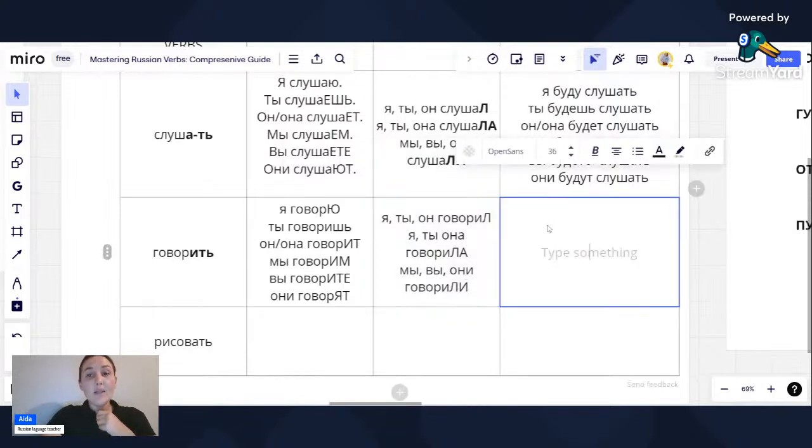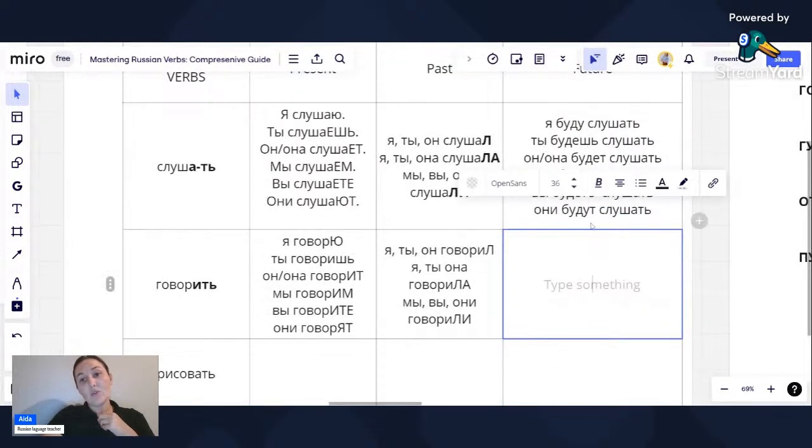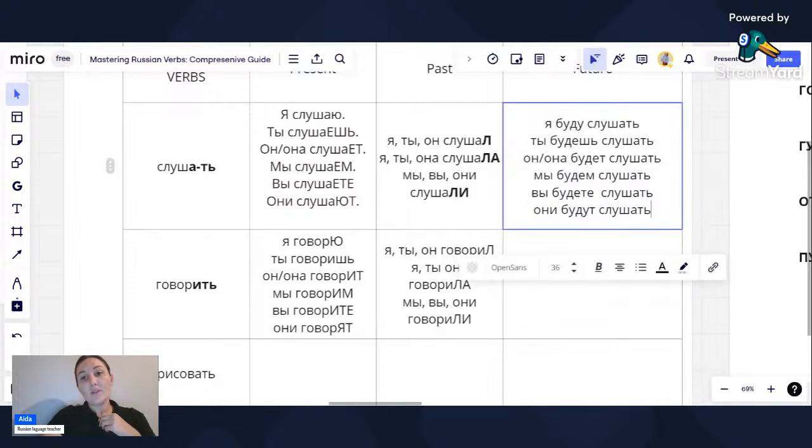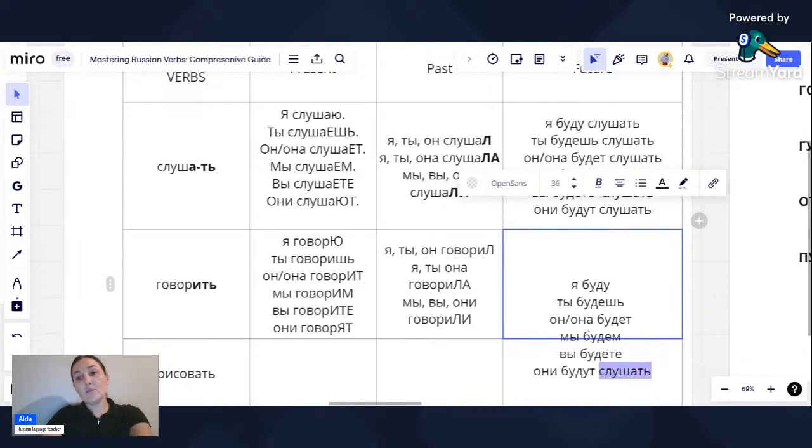Okay, and now let's put this verb to the future tense. It's completely the same as in the previous situation. So let's copy this and put it here. Why do I do this? Because we just need to change the infinitive, right? So we also use the verb быть. And instead of the verb слушать, we need to put the verb говорить. And that's it. I will speak.